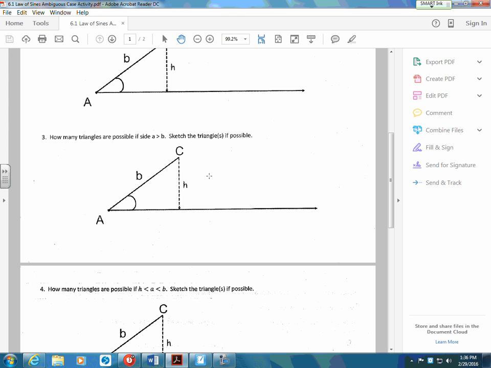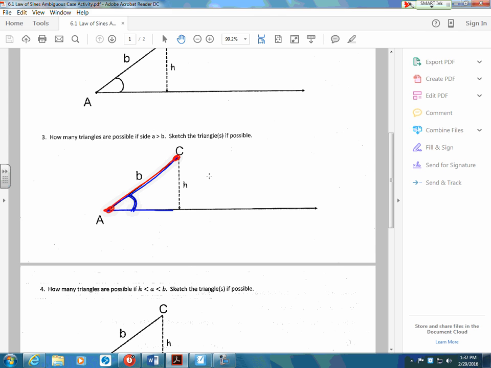Understand what we're doing here. We're keeping this angle fixed. This angle A is given to us. This is fixed. We can't change that. This side B, this length right here is fixed. We cannot change that. And if side A is also fixed, and side A happens to be longer than side B, where are we going to put it?